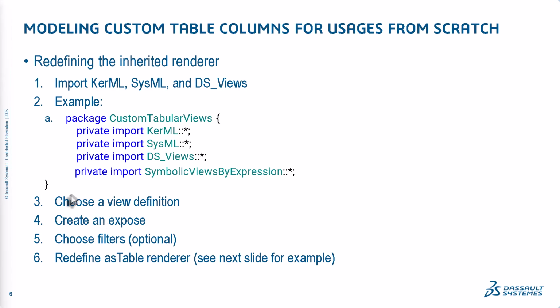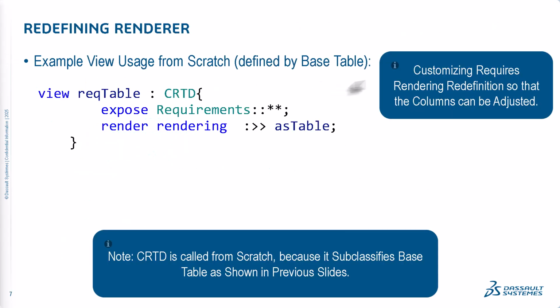Okay, and then we want to choose our view definition, create and expose. You can think of the expose as your scope, and then choose our filter. Filters are optional, but it allows you to down select if you only want like requirement usages or part usages, etc. And then once we've done all this, we can redefine our renderer to be as table. So we'll see what that looks like right here.